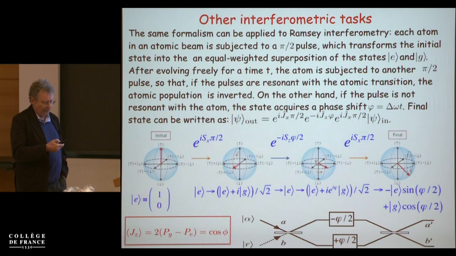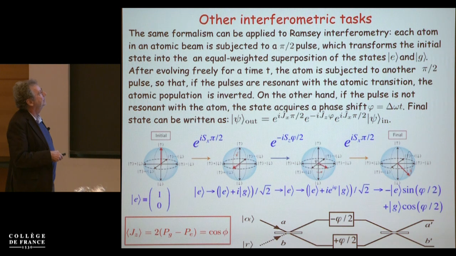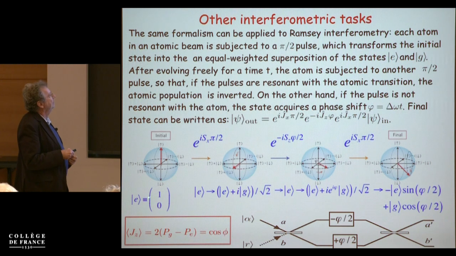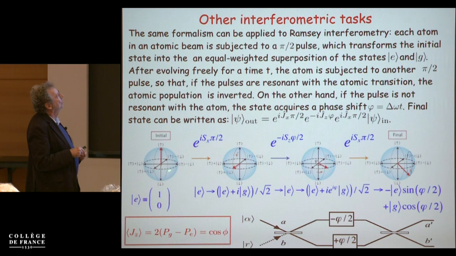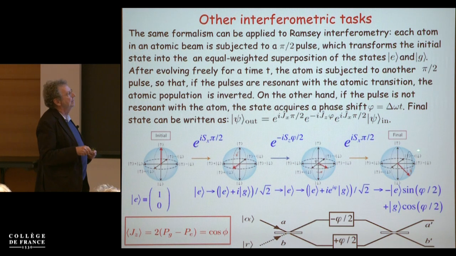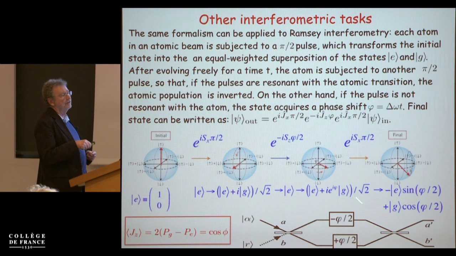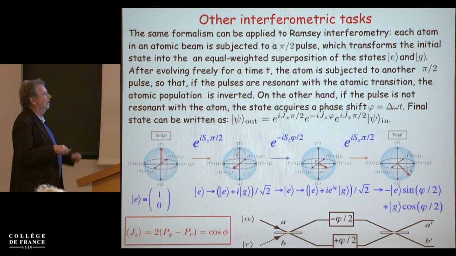Now, we go to Ramsey interferometry, the same thing. We are dealing with a two-level atom, excited state E, ground state G. We have initially an excited state, which we represent by this arrow here. Then we apply a rotation around the x-axis, so we get this state. Then a dephasing, and then we get this state here. And then another rotation around the x-axis. This rotation is along the same direction as the other one, but it doesn't matter. So we get this state.